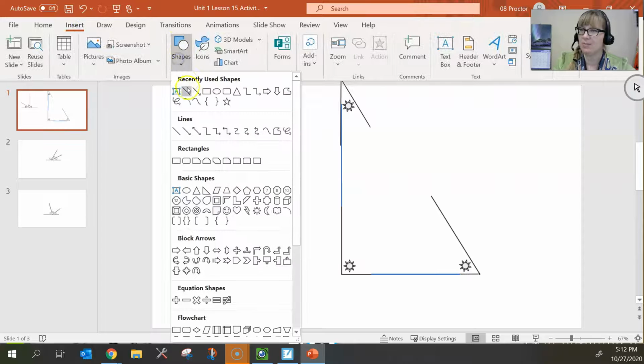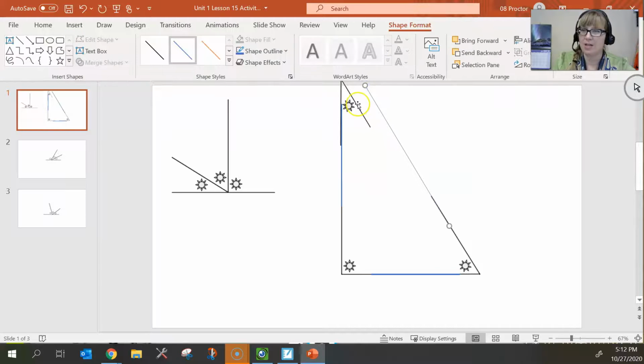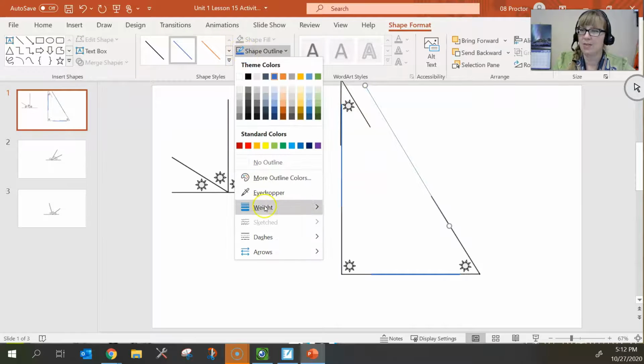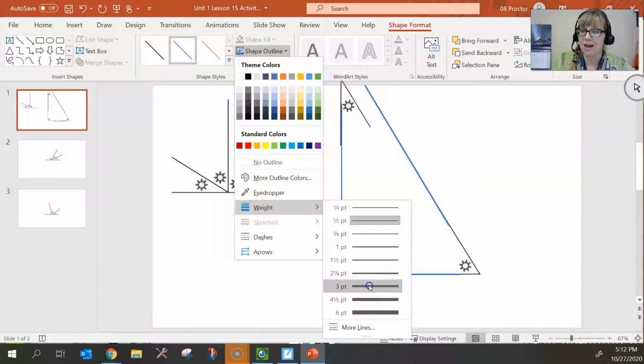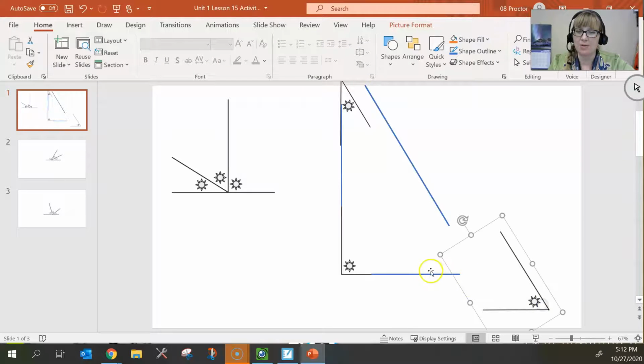So insert shape, line, extend that line. Uh-oh, it's not making a triangle. Does that mean that it's not working? Does it mean that everything is completely wrong? Nope, it just means you need to play around with it a little bit more. I need to pull this back a little bit further.